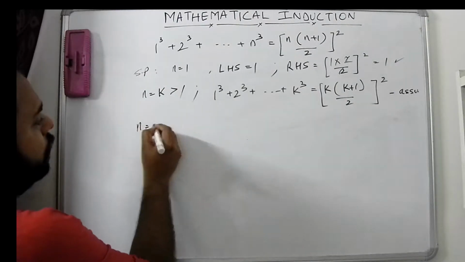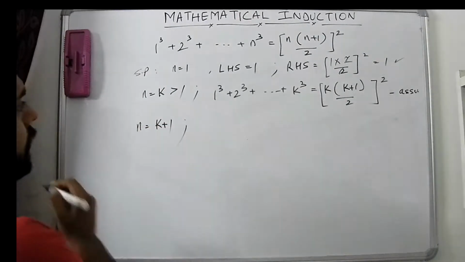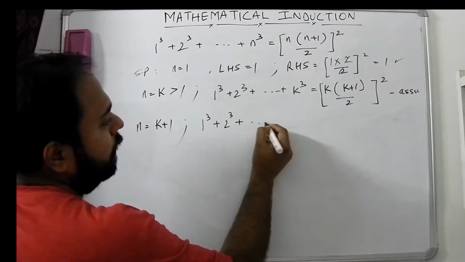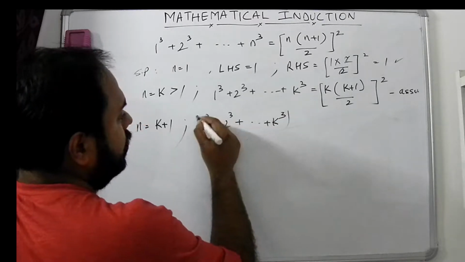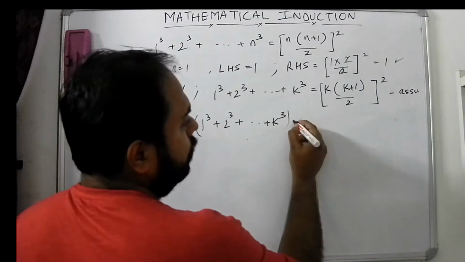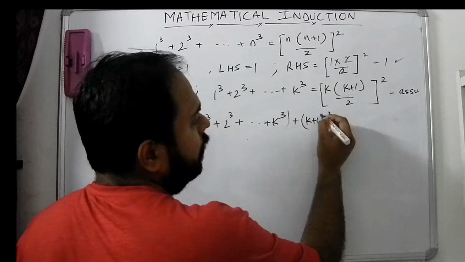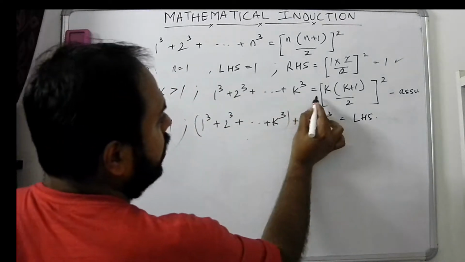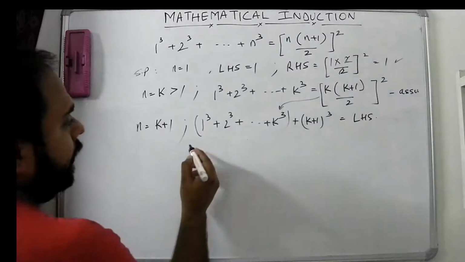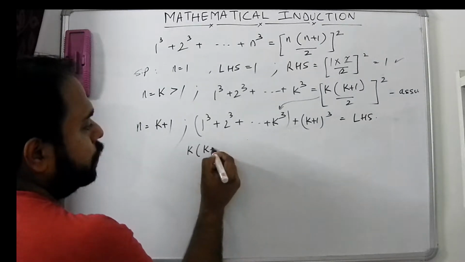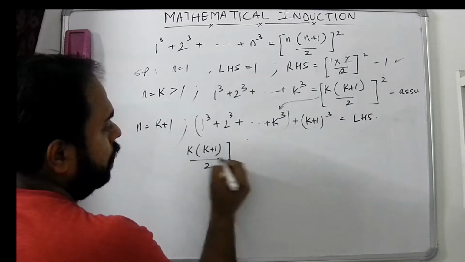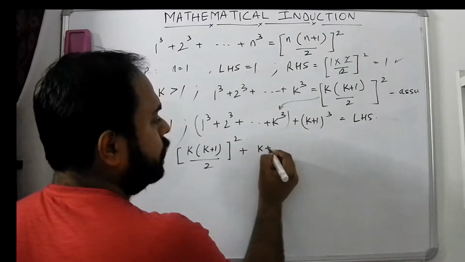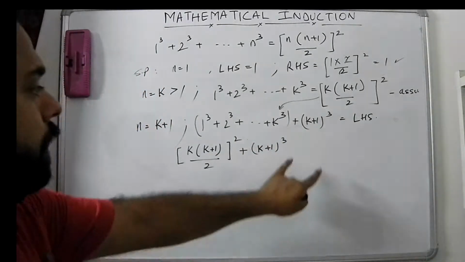Now for n is equal to k plus 1. I do 1 cube plus 2 cube up till k cube, this is the bracket, plus (k plus 1) cube. So this is the LHS. Let's simplify it a bit further, simply replacing this value here. What I get is (k plus 1 by 2) whole square, and this is again plus (k plus 1) whole cube. This is something that I get.